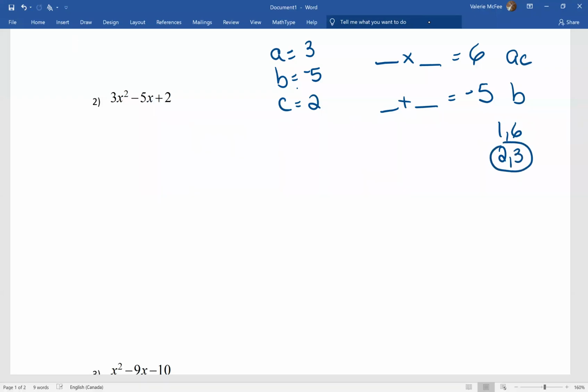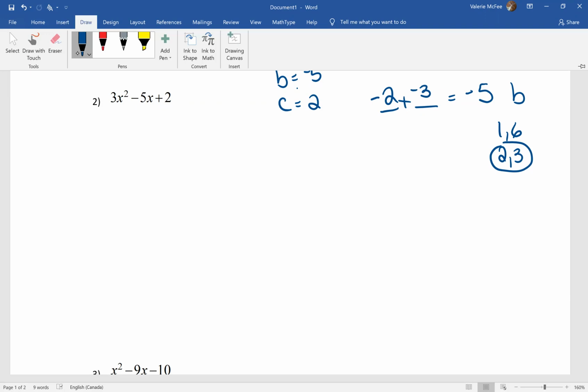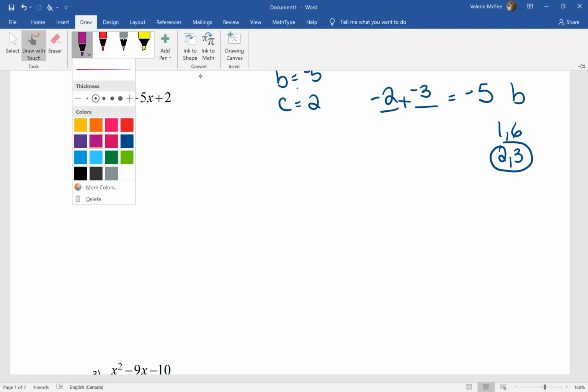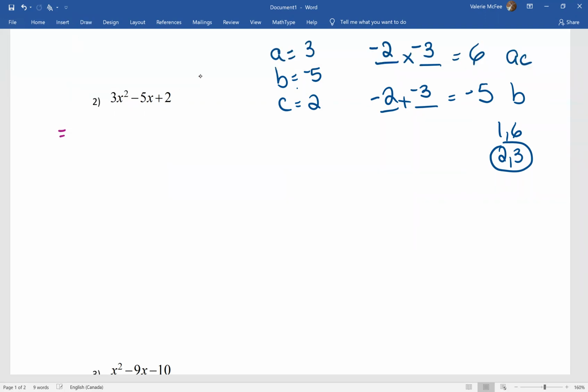And notice that you can also use 3 and 2. If they're both negative, they multiply to positive 6 and add to negative 5. So we want both of the numbers to be negative for this question. We keep the first term, and then we rewrite the middle using these numbers. Minus 2x minus 3x equal minus 5x, and then keep that plus 2.